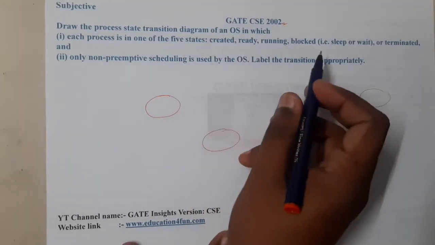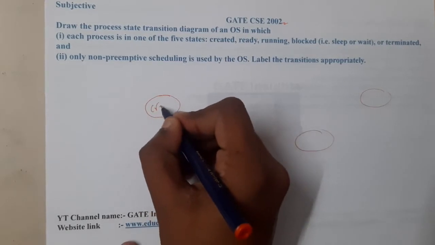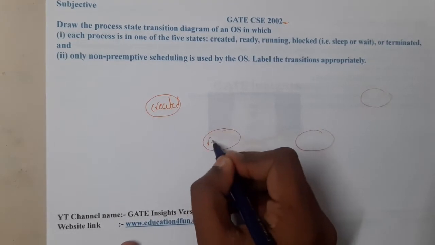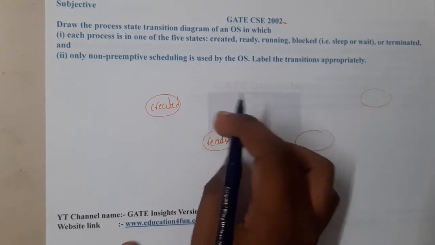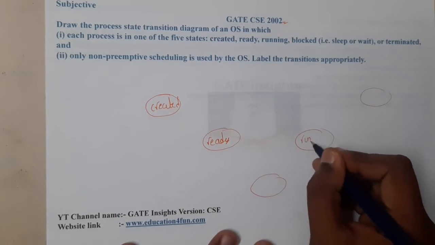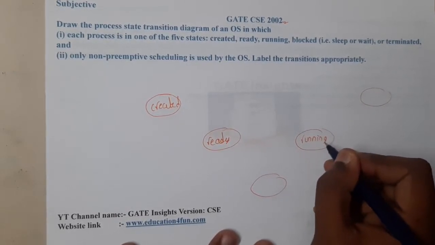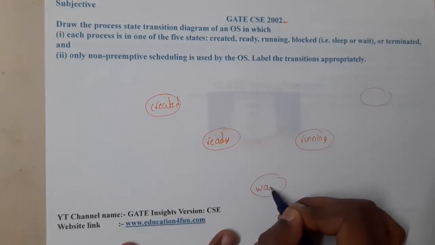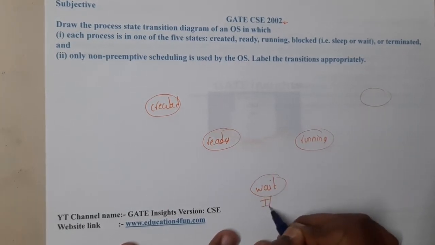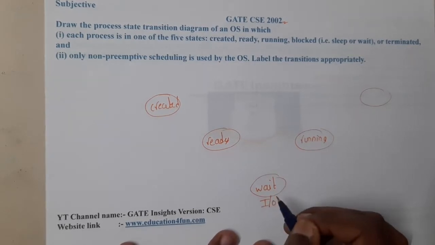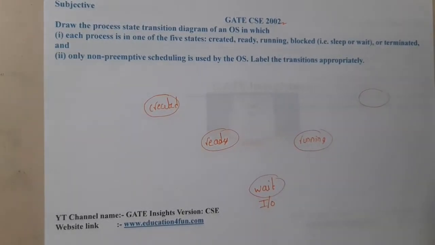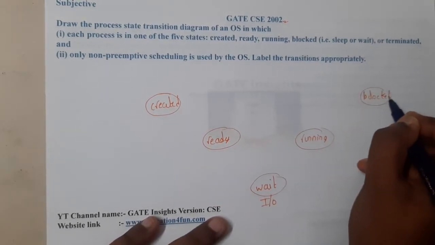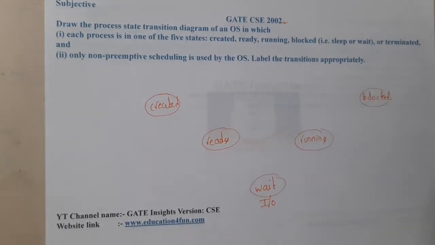So there are a total of 5 states. The first state is created. Instead of new they are writing created, and the second state is ready, meaning the processes are ready to run, and the next state is running. The next state is blocked, that is a sleep or a wait. For easy understanding, let me write wait, and in between I will write IO, because indirectly it's an IO operation or some kind of wait, right? And the last state is terminated. These are the 5 different states.